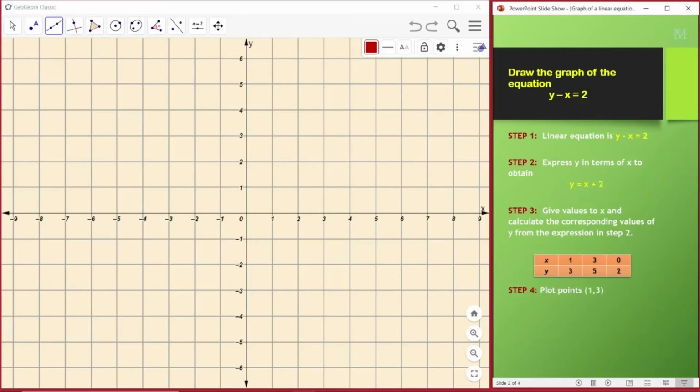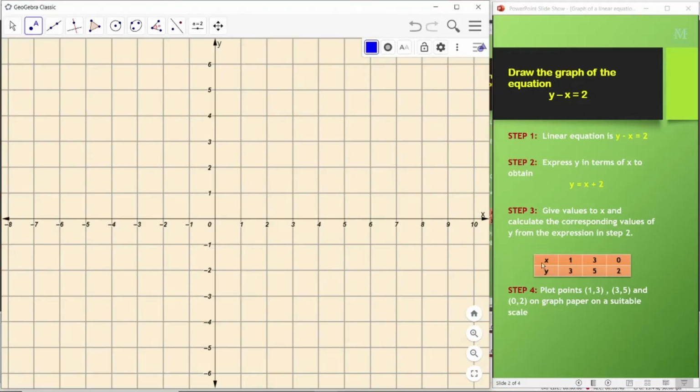Now our next step is plotting these points: 1 comma 3 the first point, 3 comma 5 is the second point, and 0 comma 2 is the third point. Now let us plot these points on the graph. First we have to plot the point 1 comma 3. So point 1 comma 3 will be lying over here. Then next point is 3 comma 5. So 3 on x axis and 5 units up, 3 comma 5. Then we have 0 comma 2. So 0 on x-axis and 2 vertical. So this is 0 comma 2.